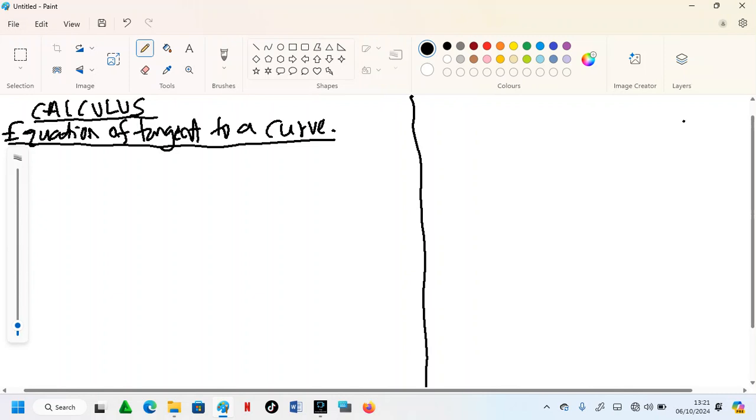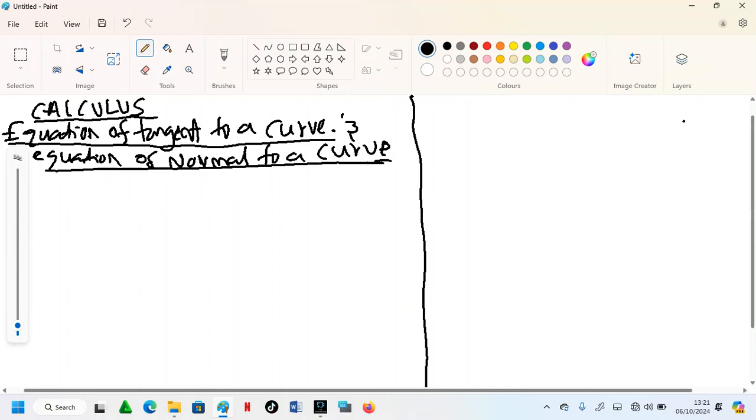This is our second lesson on calculus, and today we are going to look at the equation of a tangent to a curve and the equation of a normal to a curve. And I just want to say that the equation of tangent and normal, they're simply straight lines that have a relationship to a curve.